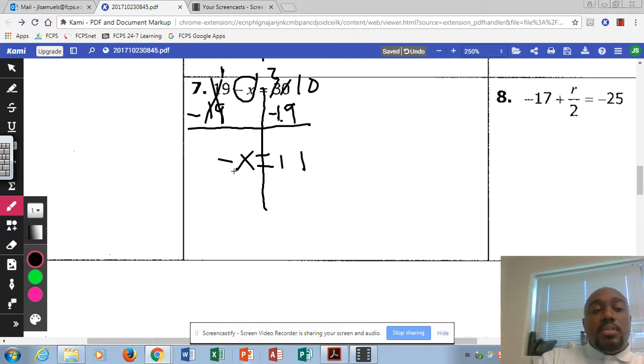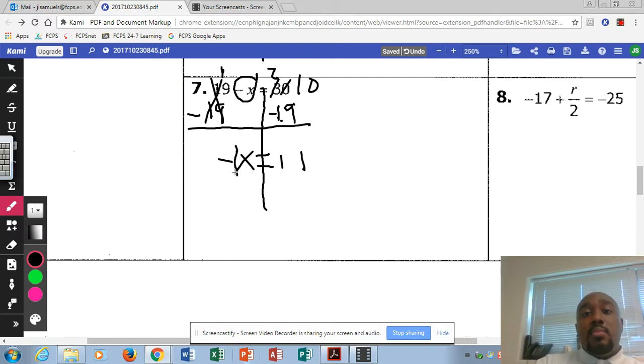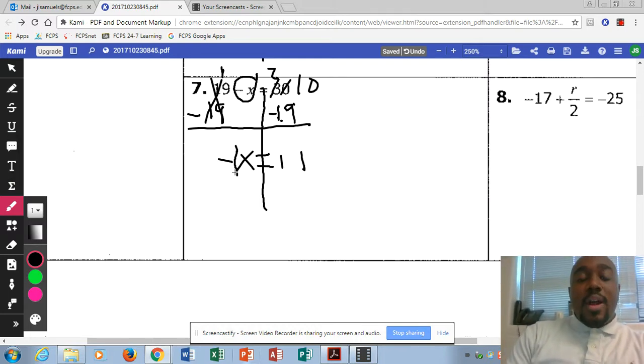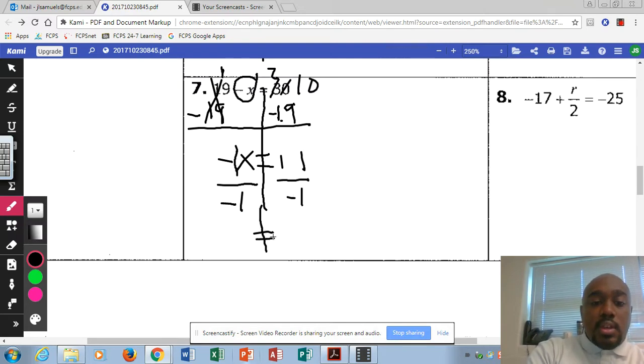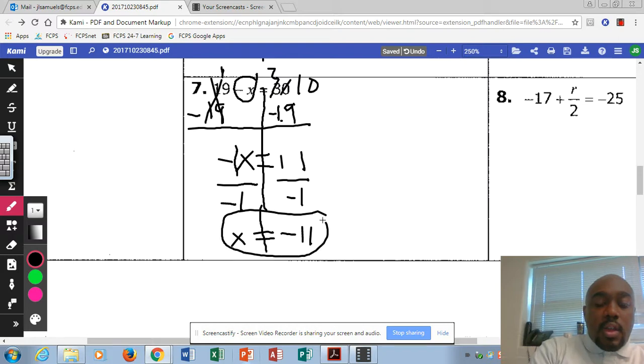What I don't want you to do is forget about this negative 1 out front. We want to make sure we get the variable by itself. Right now, the variable is technically not isolated because there's a negative 1 out front. That's negative 1 times x, so we do the opposite, which is divide both sides by negative 1. A positive divided by a negative is always a negative, and we get x equals negative 11.